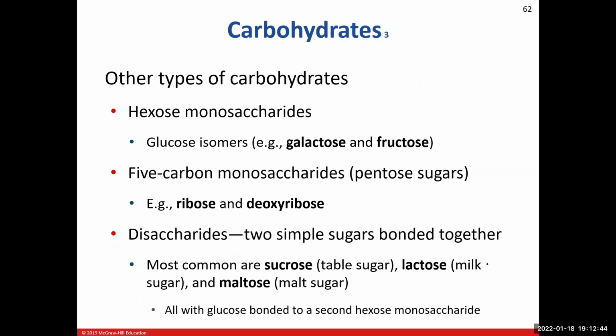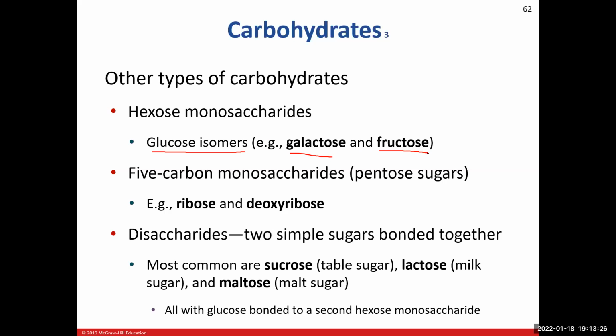All right, so here are some other types of carbohydrates. So glucose has isomers. You remember isomers, right? Those are molecules that have the same molecular formula, but their structural formulas are different, which means they have different chemical properties. So for our monosaccharides, our simple sugars, we have three types. We've got glucose, galactose, and fructose. Those are our monosaccharides.